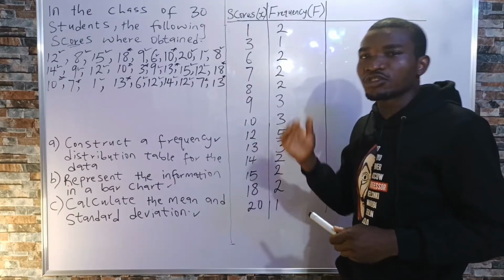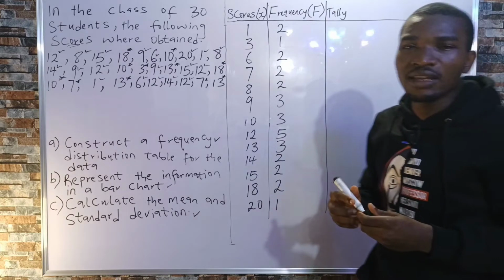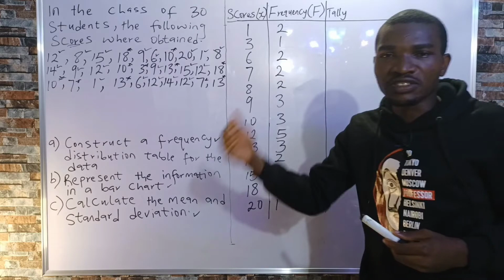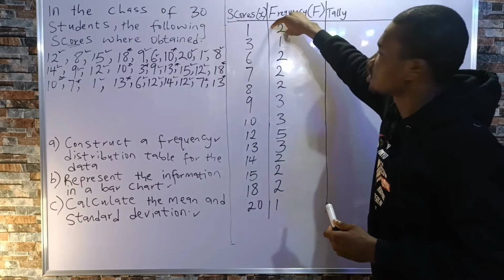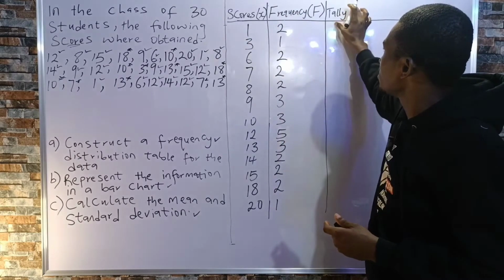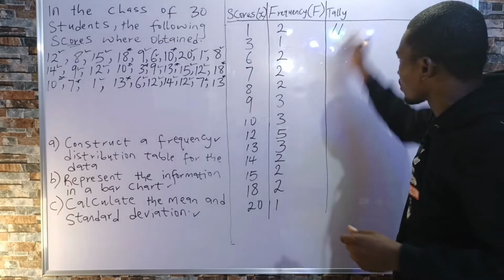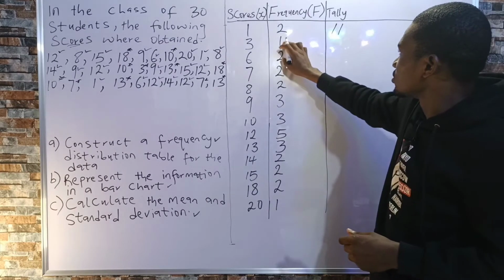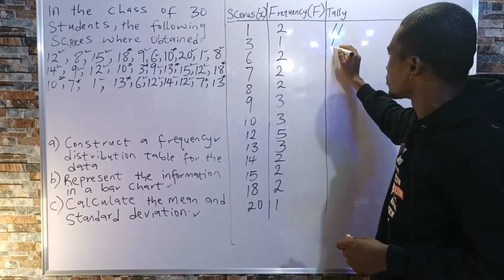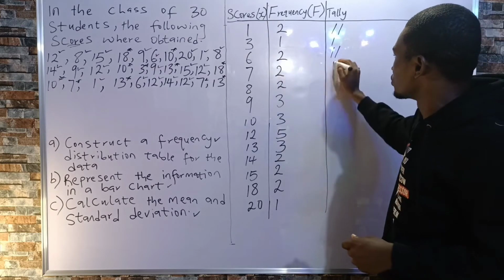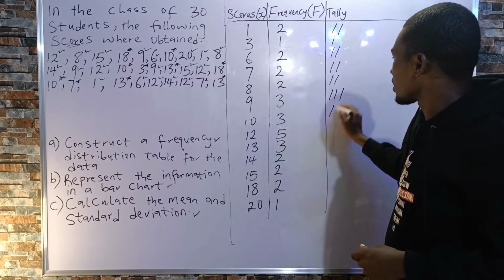But for convenience, some may want to put the tally. Remember that your tally is just the stroke representation of frequency. So coming here, this is our tally, and these are our frequencies. So how many frequencies do we have? That is 2. Then we draw the stroke like this. Remember, the strokes are slanty. Then this one we have 1, so the stroke will just be 1. In this frequency we have 2, the stroke will be 2. In this other one 2, this other one 2, this one is 3, and 3.